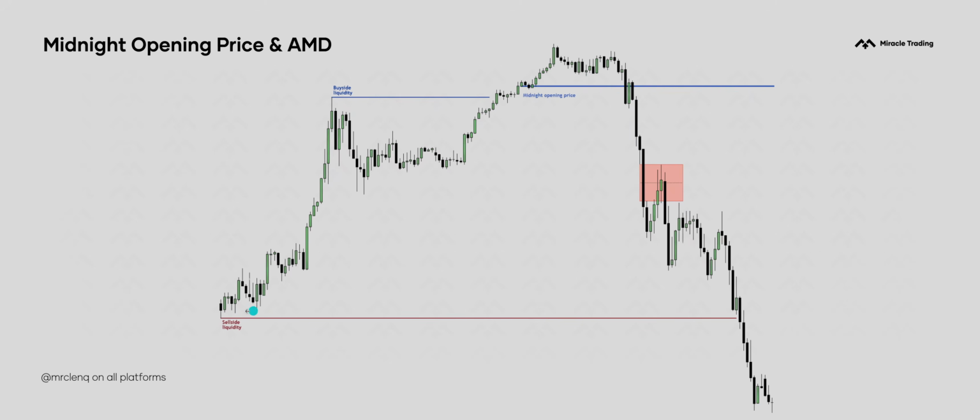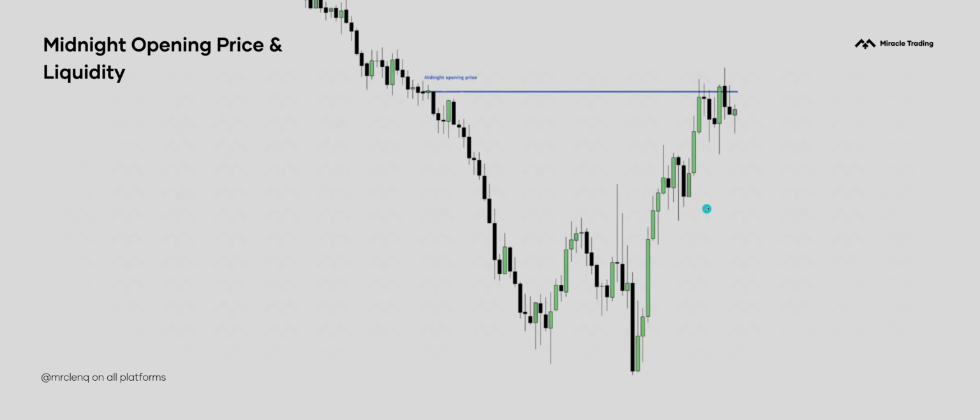And we also can see that we have relative equal lows down here and also down here, and also all these relative equal lows as well. These are accumulation areas right here. So let's go into the next example, which is the midnight opening price and liquidity.